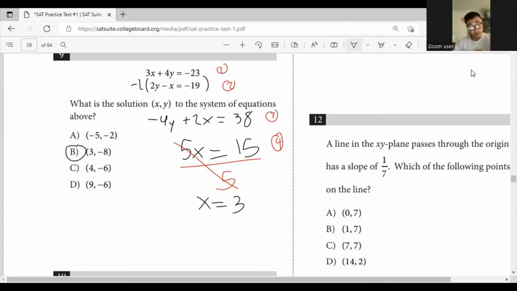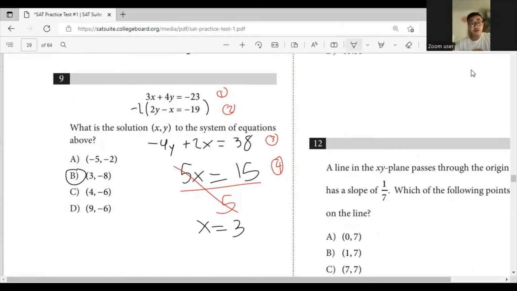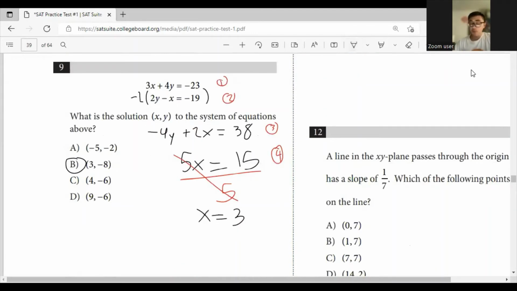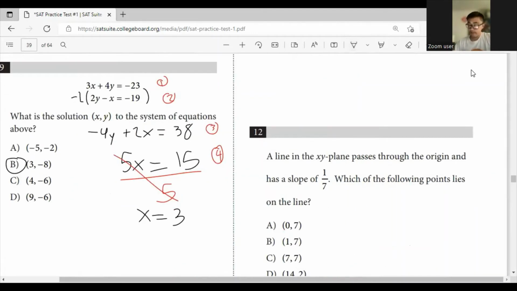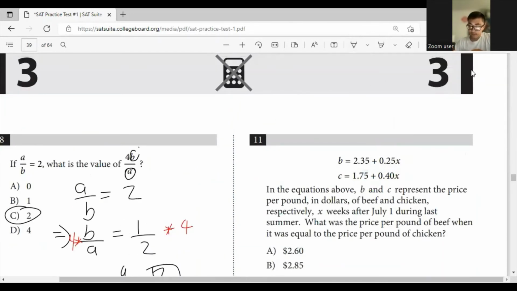But if you really want to be sure, plug it back into here. So let's plug it back into the second equation. 2y minus x equals negative 19. So 2y minus 3 equals negative 19 since x equals 3. Add 3 to both sides. 2y equals minus 16. And then divide by 2, y equals negative 8. Yep, that seems like it checks out. Cool. All right, let's go on to the next problem.